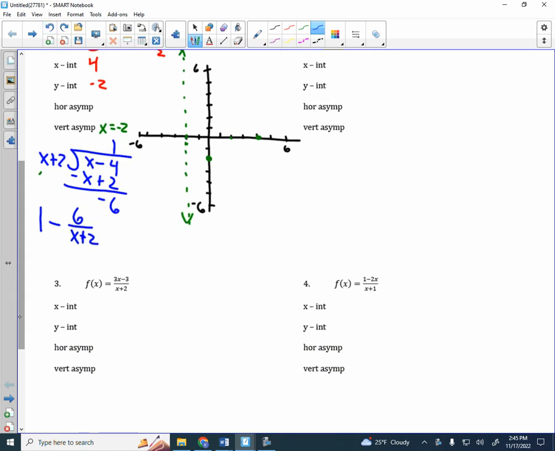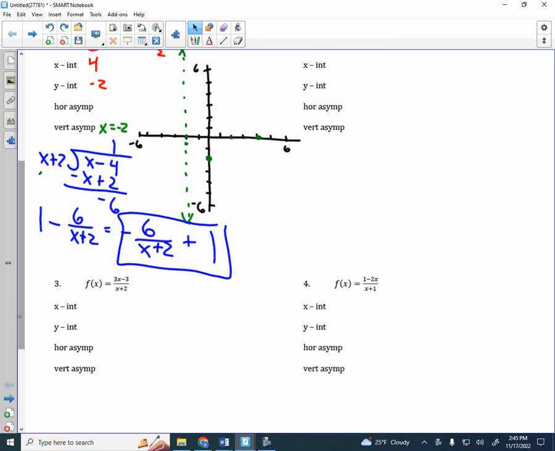And how could I rewrite 1 minus 6 over x plus 2? Negative 6 over x plus 2 plus 1. So you can see that this is something you know how to graph. It's shifted up 1 unit. So your horizontal asymptote should be y equals 1.